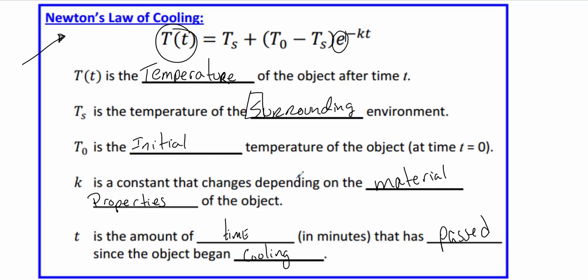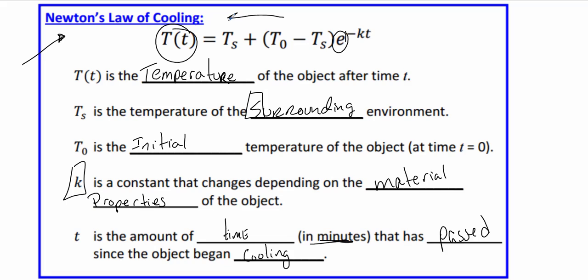K is the constant that changes depending on the material properties of the object. This is something that most of the time we're going to be given or have to find, and in the problems we're going to be given, we're going to have to find it. I'm sorry to tell you. T is the amount of time in minutes. It's always in minutes that has passed since the object began cooling.